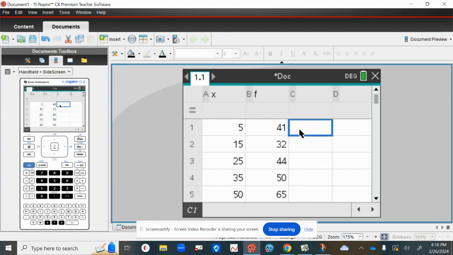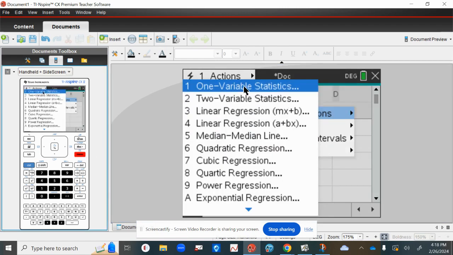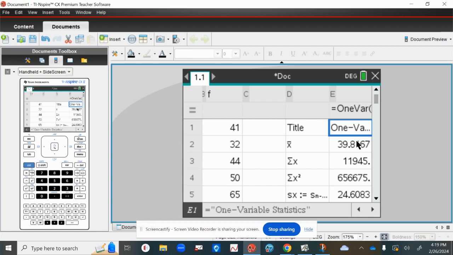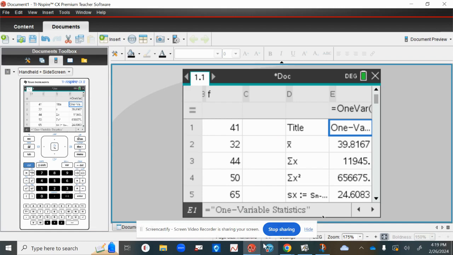In order to estimate the mean, all you have to do is go into menu, statistics, stat calculations, one variable statistics, number of lists one, and select the list, which is X, that we're looking at analyzing. The frequency list would be F, and then press OK, and X bar is your mean. So it'd be 39.8 to three significant figures. And that looks about right, because it is roughly in the middle of the data. So that should be accurate.